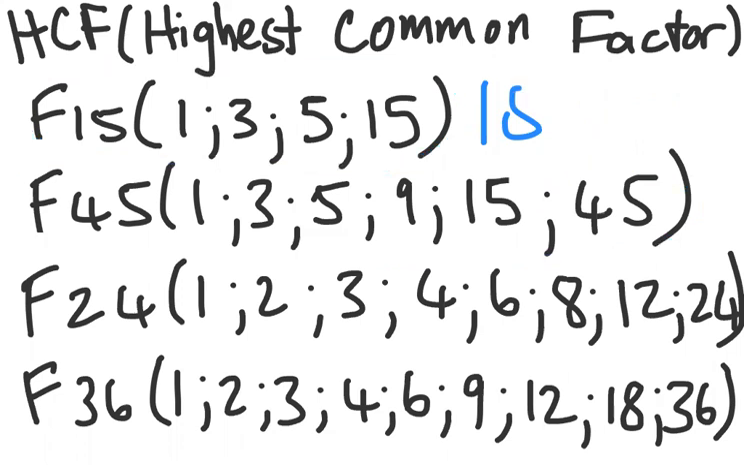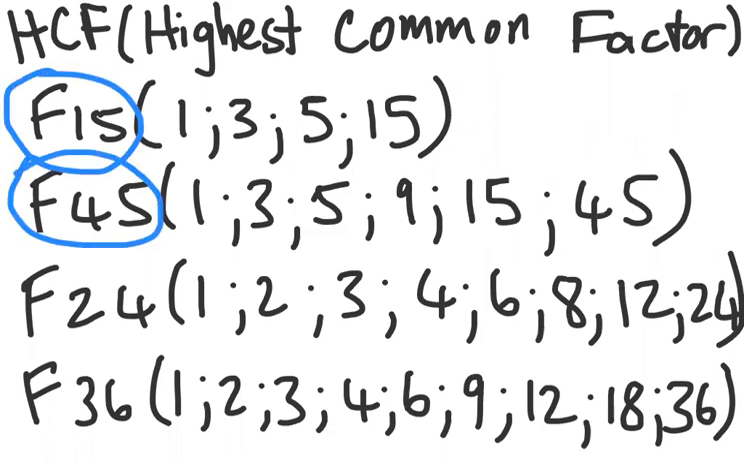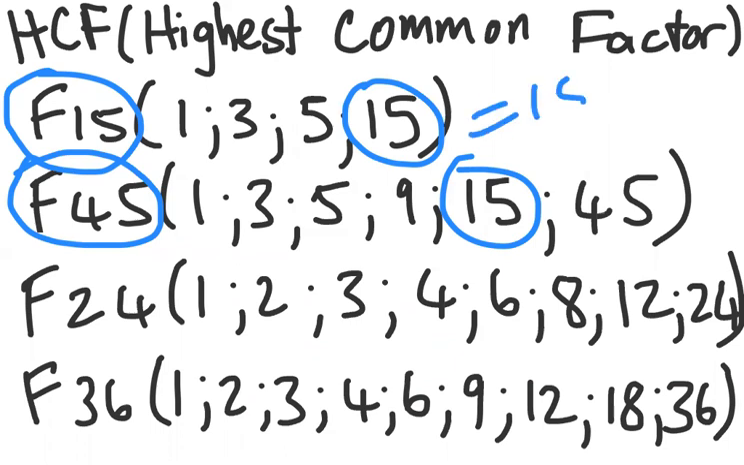So let's do the 45 and 15. If you do this, it's actually very easy. The only thing you need to do is find the highest number that appears in both the factors. So in the factors of 15, you have this lot over here. There's a 15 and there's a 15. 45 is not in this one. So the highest one here is 15. So the highest common factor of 15 and 45, that answer is 15.